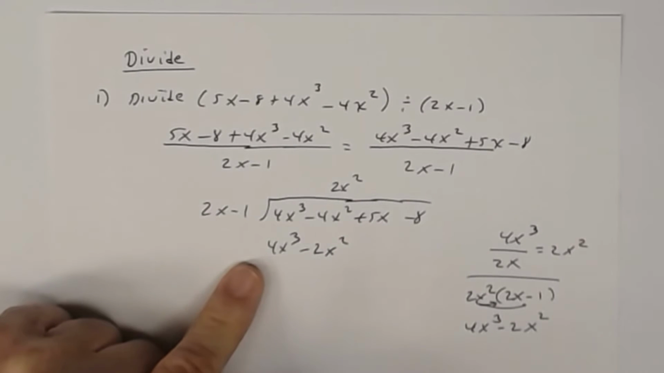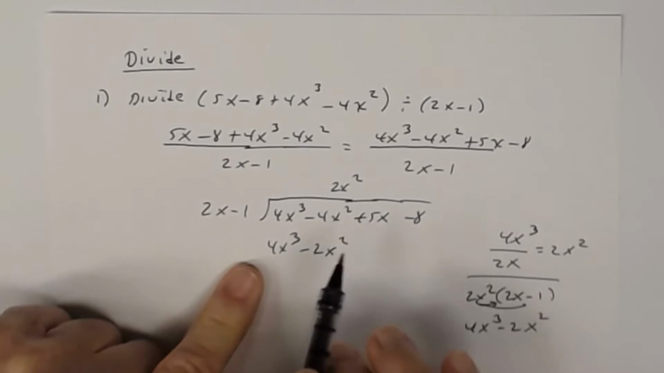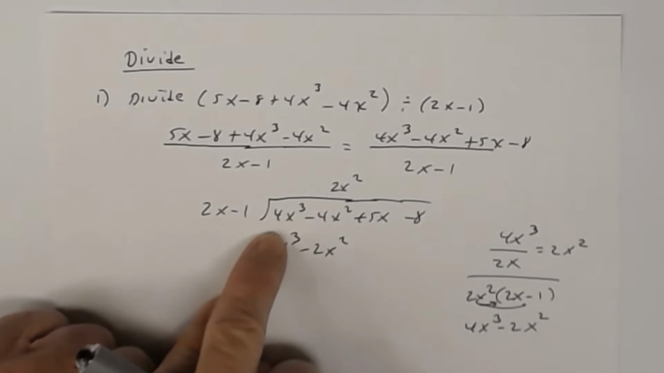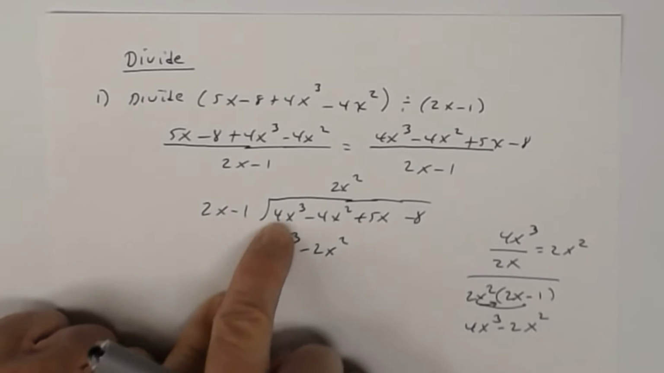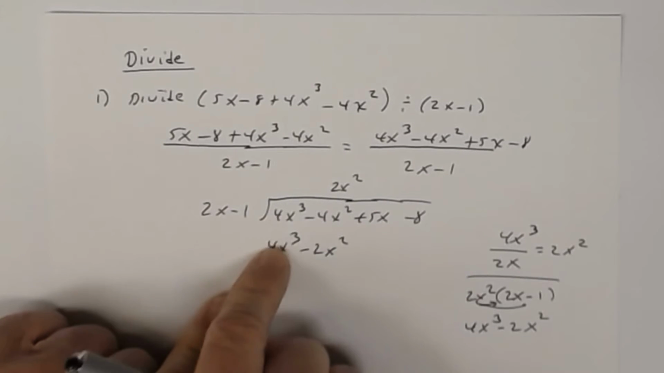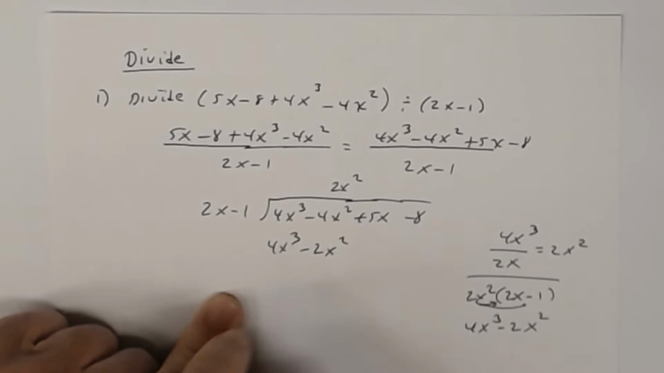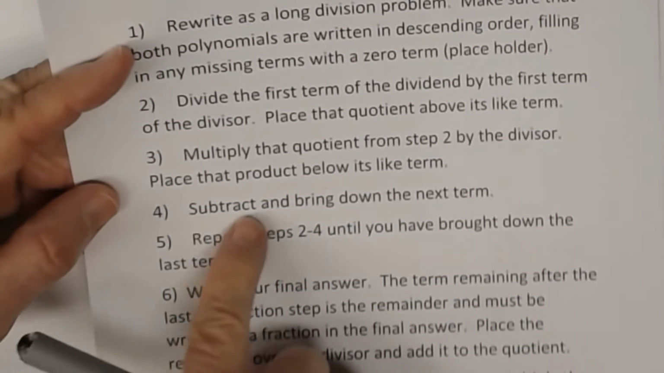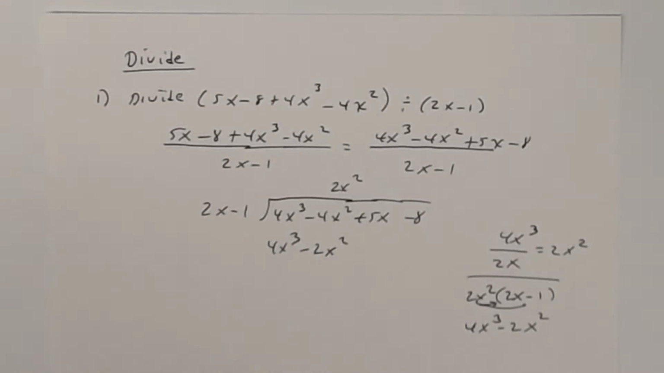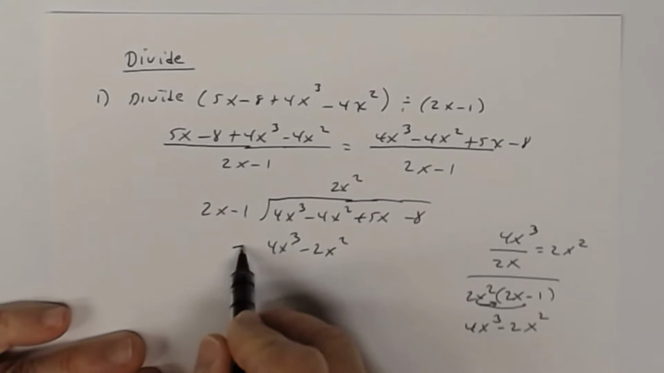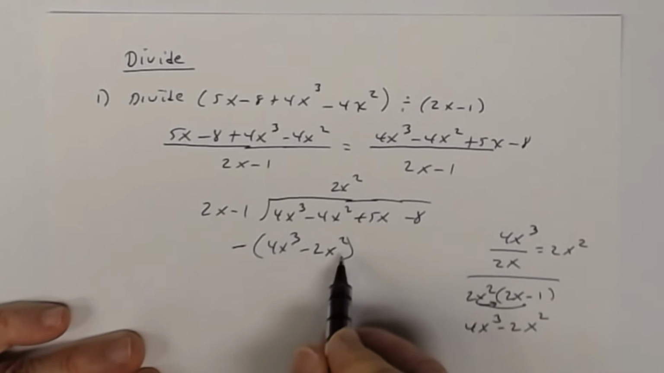Now, if it's working out correctly, when you do your product, the first terms listed had better be exactly the same. So 4x cubed. That has to be true every time we do this process. And now remember the next step. The next step is to subtract. Remember in the previous lesson, we have to be very careful. When you subtract, you're subtracting this whole thing here.